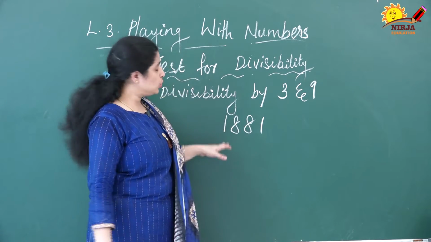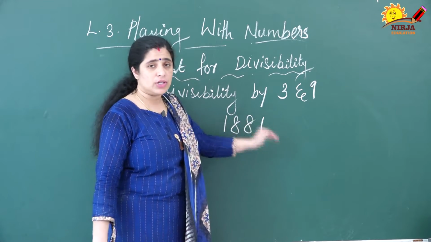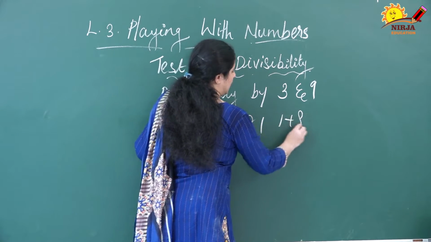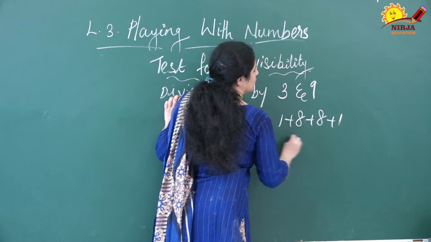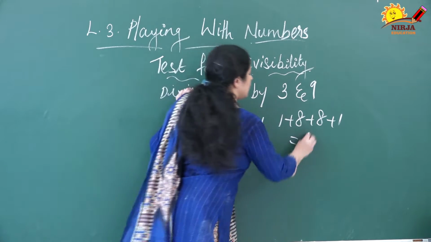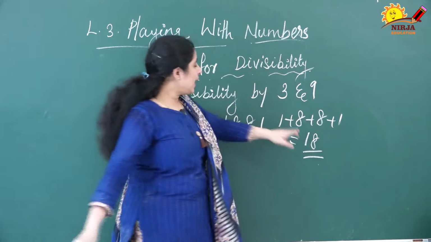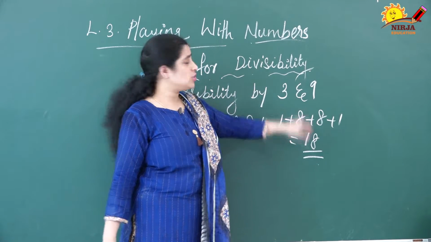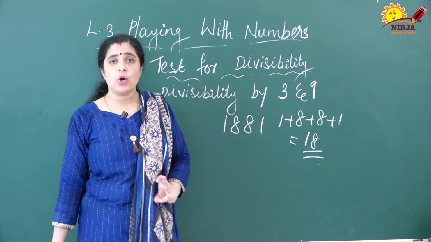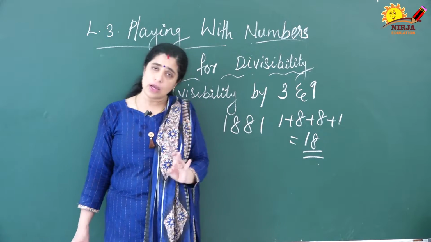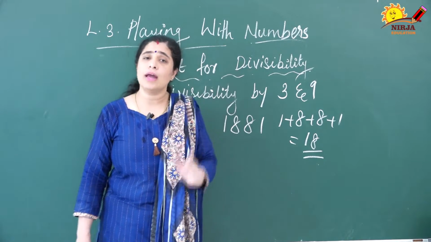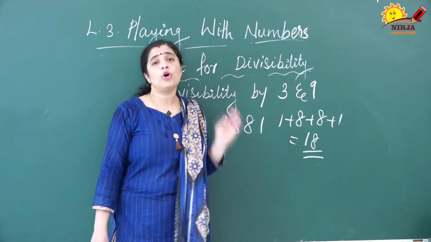1881. You have to find the sum of the digits. That means you have to add these 4 digits. 1 plus 8 plus 8 plus 1. What will you get? 1 plus 8, 9, 9 plus 1, 10, 10 plus 8, 18 you are getting. So 18 is there in the multiplication table of 3 and 9. It is there in the multiplication table of 3 also and it is there in the table of 9 also. So this number is divisible by both 3 and 9.